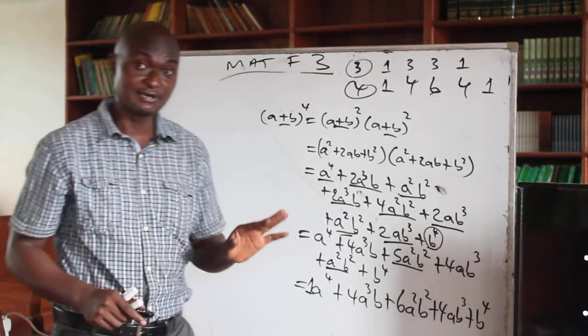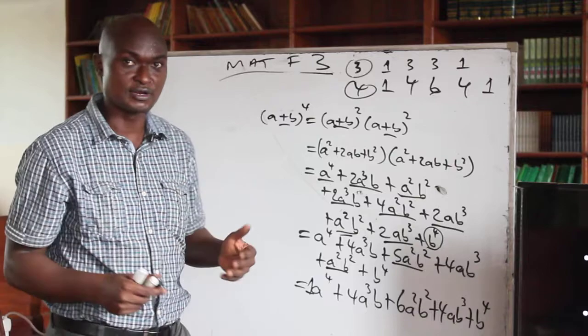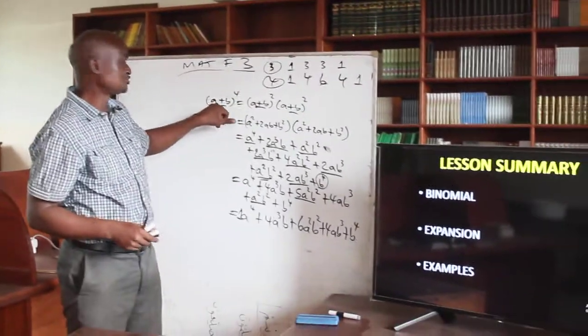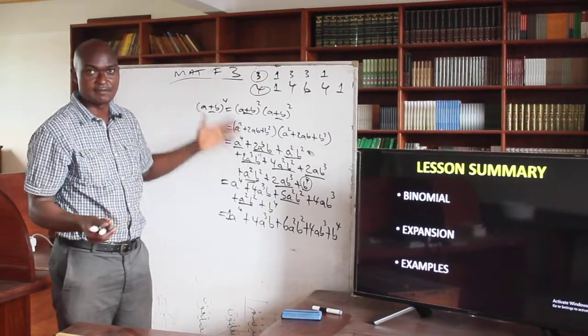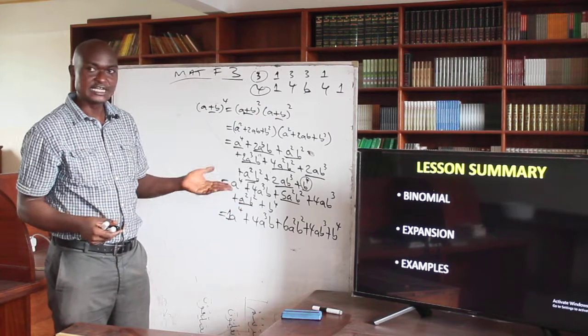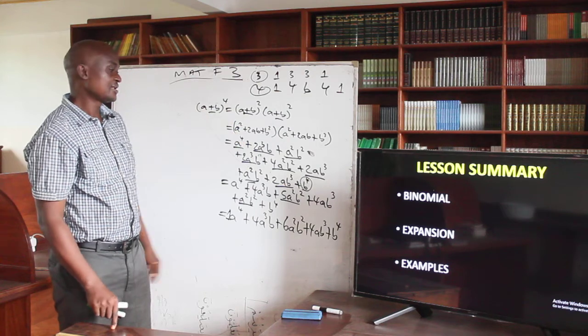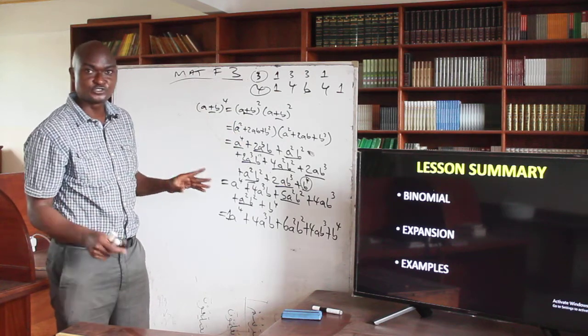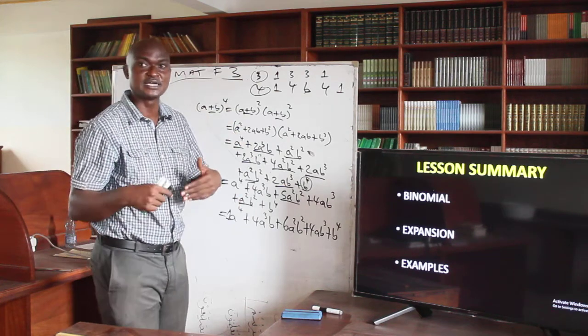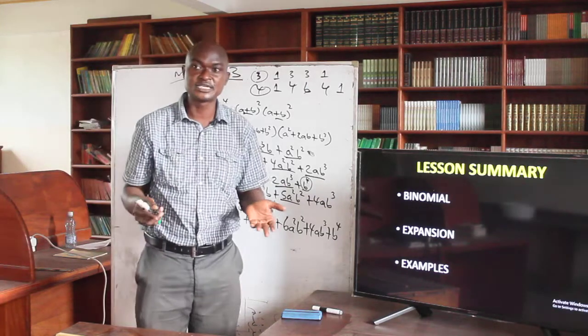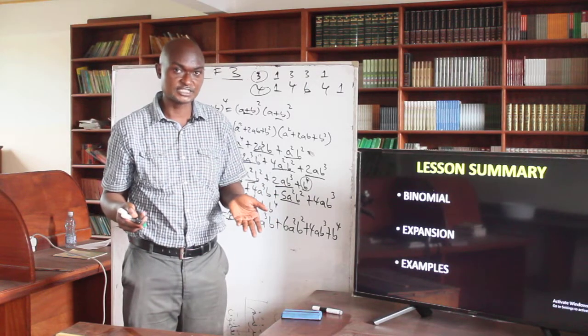So what have we learned in our lesson? We have learned what we mean by binomial, a term that contains two numbers, like a plus b or a minus b. Expansion, we have seen how to raise it to a particular power. And then we have worked out a few examples to show what happens when we expand a positive binomial expression or a negative binomial expression.